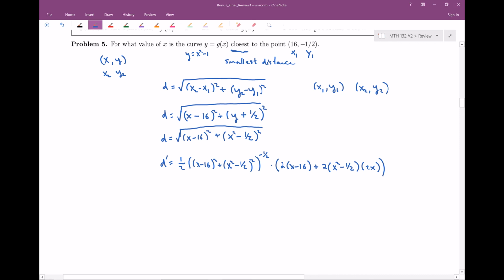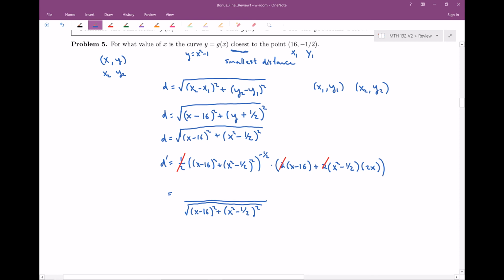This looks a bit messy though, so let's go ahead and maybe simplify down. First of all, I notice there's a 1/2 here, and maybe that'll cancel out with the 2's in both the terms here. So that's a little bit nice. Another thing is that we have this raised to the negative 1/2 power, so I'm going to push that into the denominator, and remember that 1/2 power is the same thing as the square root. So we're going to have (x minus 16) quantity squared plus (x squared minus 1/2) quantity squared, again, all under our square root here.